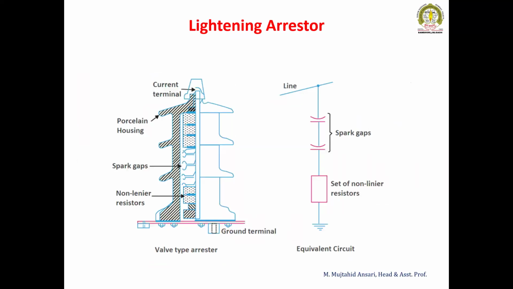lightning arrestor? The lightning arrestor diverts the lightning stroke, or high value of current, safely to the ground and protects the electrical equipment connected with the line. There are many equipments connected on the line, like transformers, generators, circuit breakers, CTs and PTs, measuring units, then protection systems. These are all very costly and very essential parts, the backbone of the electrical power system.